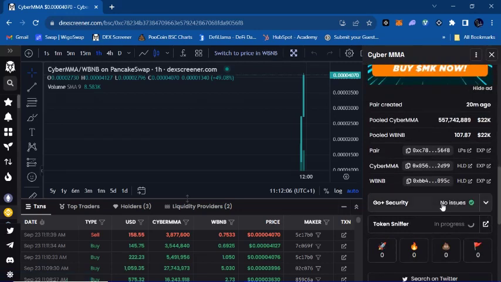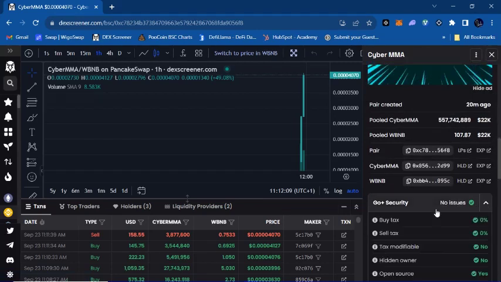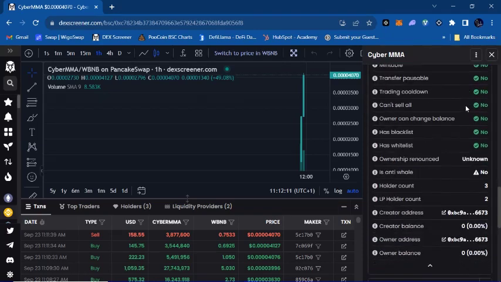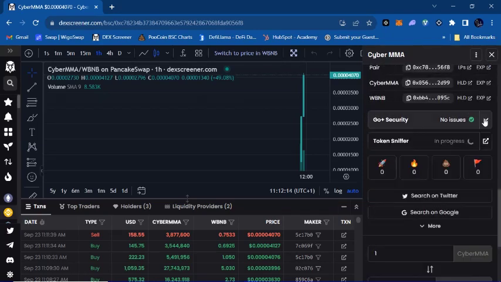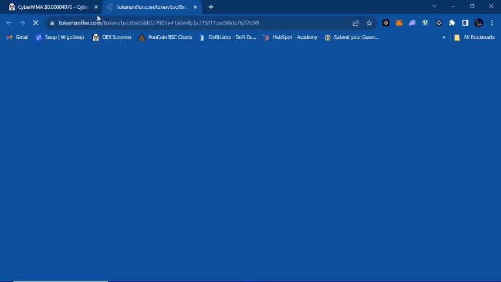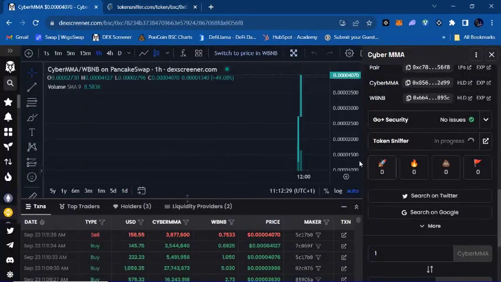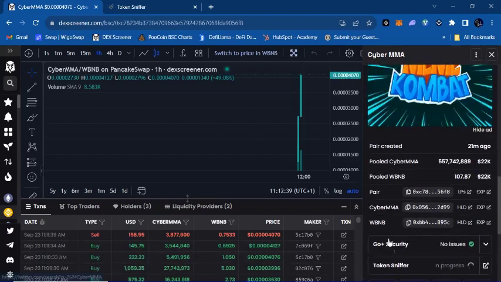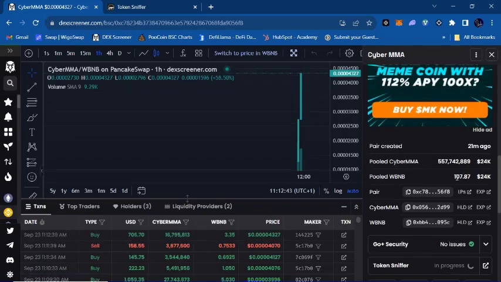So you can see there's no issues with the contract address based on Go Security's analysis. However, you should not only use that analysis, you should also use Token Sniffer's analysis, which is in progress. So yeah, currently, let me just go to Token Sniffer directly. So you ape in, for those degen traders. You can see people are aping in and the amount that they are buying with. So you would ape in with whatever amount that you want to ape in with.